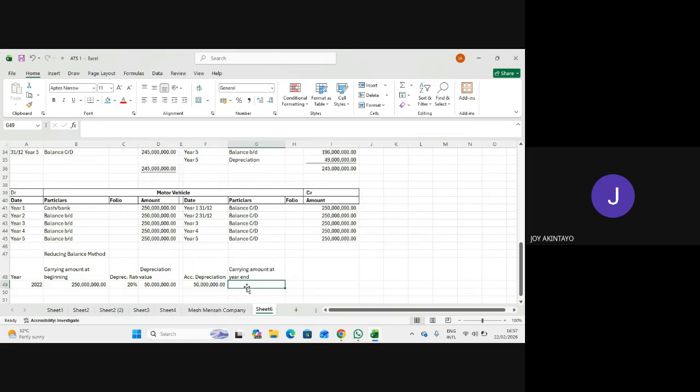Then the carrying amount at the end of the period will now be your carrying amount at the beginning minus your accumulated depreciation. Do you understand? Yes. It will be carrying amount minus your accumulated depreciation, which is this. So what is our value at the end of the period?